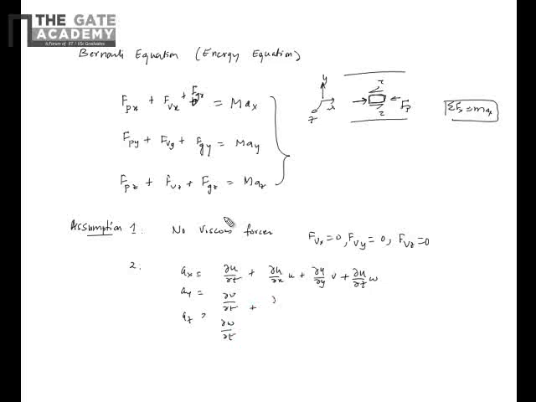So I'm just telling you what are the assumptions which go in order to derive Bernoulli's equation. Dou v by dou x into u plus dou v by dou y into v plus dou v by dou z into w. So these are the equations which we derived for.